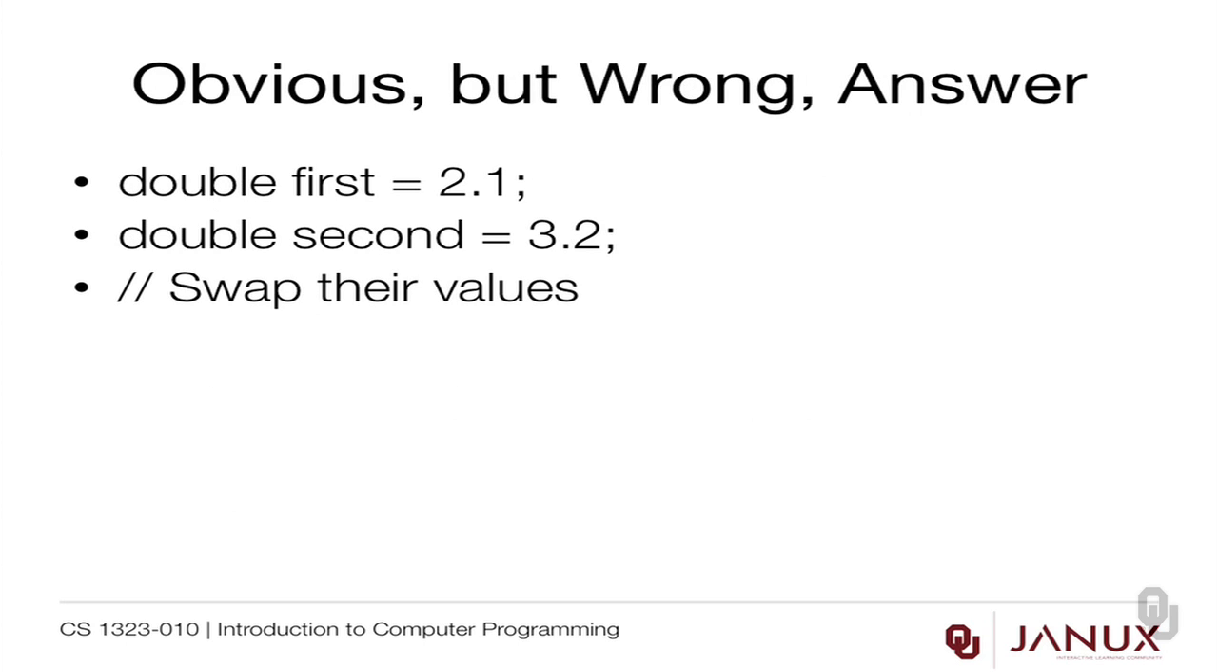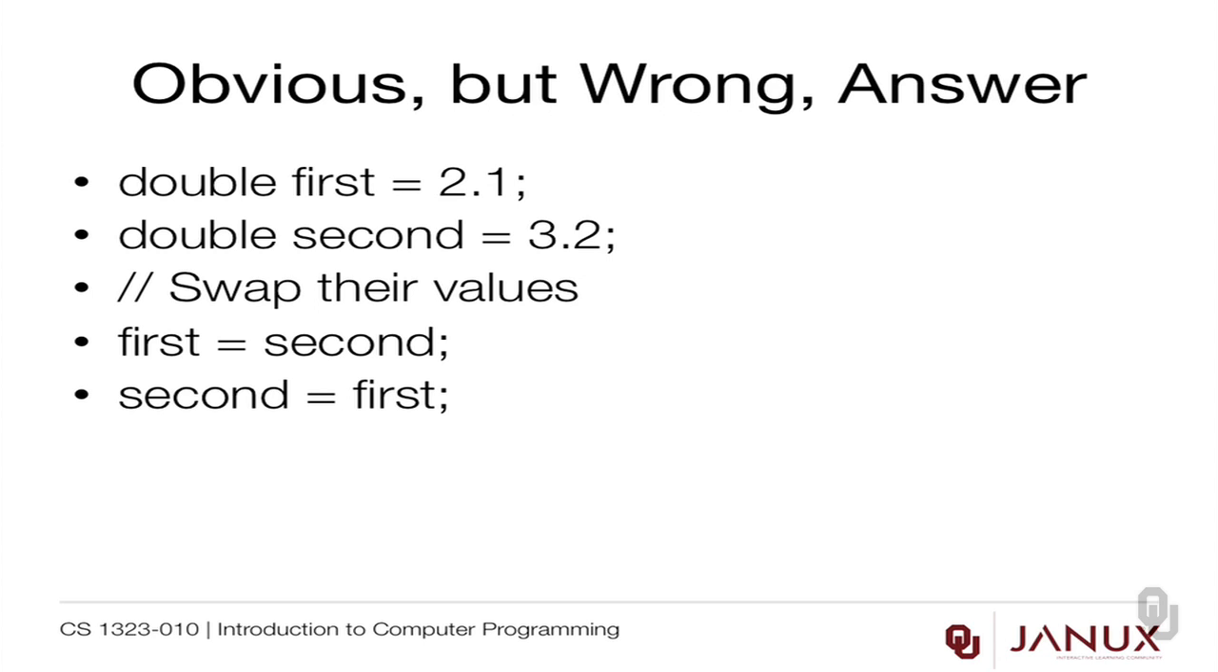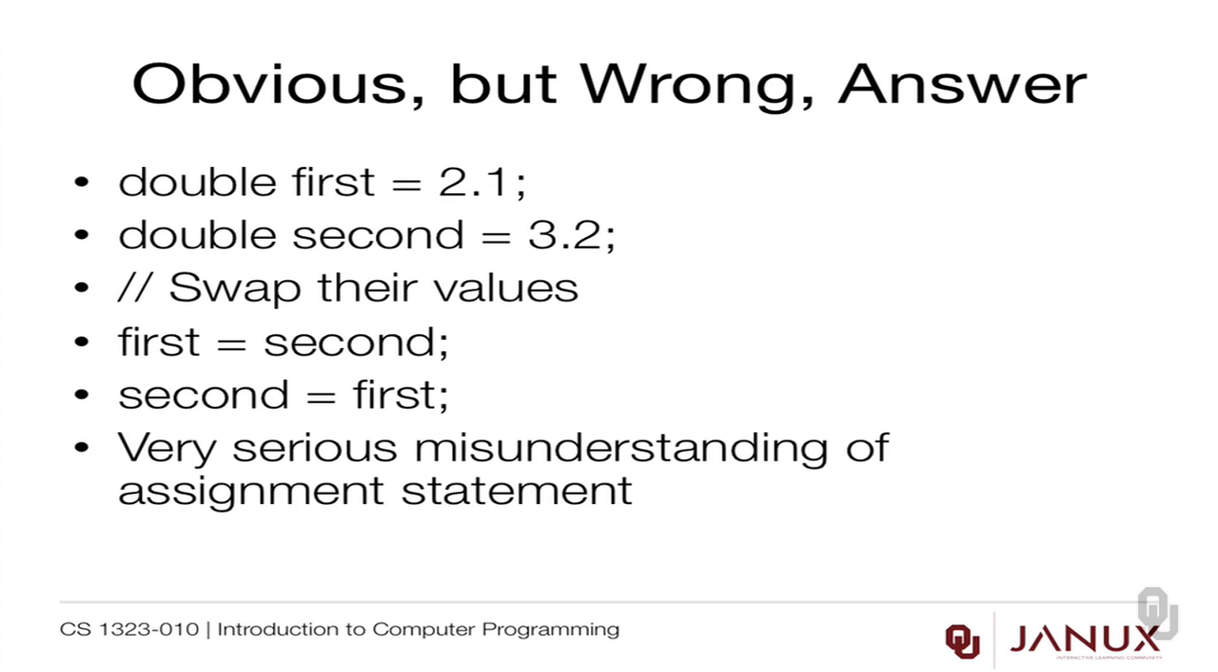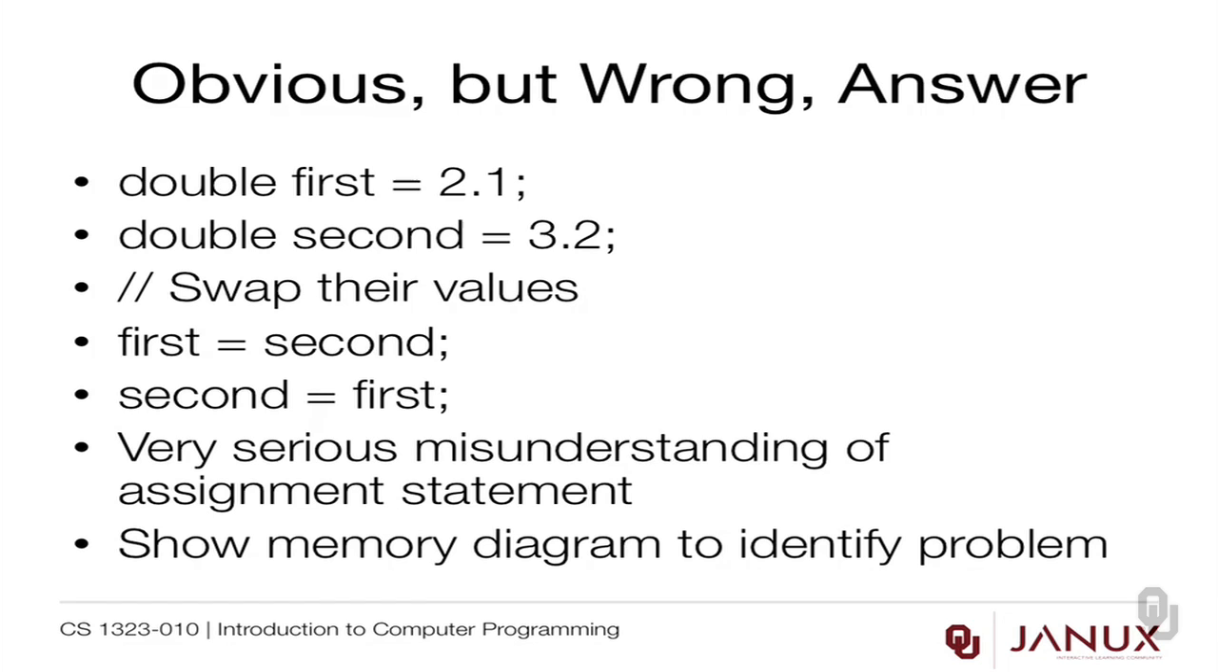Well, here's the obvious, but unfortunately wrong answer. We declare first as a double equal to 2.1, declare second as a double equal to 3.2, and then we'd say first equals second and second equals first. That should work, right? Well, this is a very serious misunderstanding of an assignment statement. Just for your knowledge, assignment statements are one of the tricky things to get used to initially in computer programming. So this is something where you should really focus your attention right now. Let's take a look at what happens with those statements using a memory diagram to identify the problem.